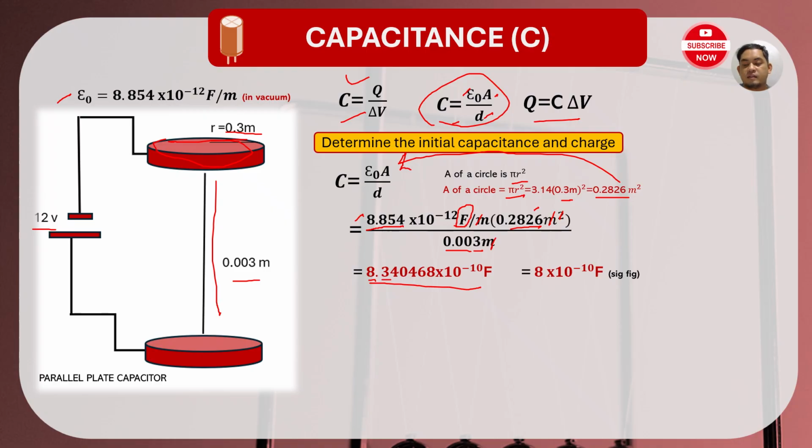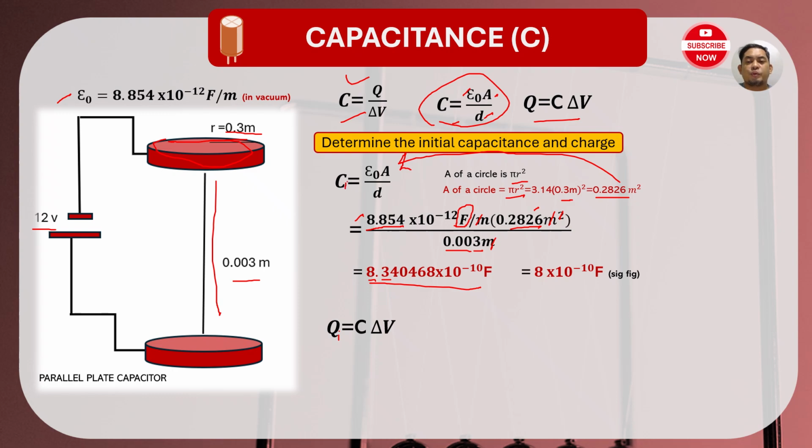3 is the number next to it. So 8 times 10 raised to negative 10 farad, if we follow the sig fig. Now we want to know about the initial charge. We put I here to represent the initial capacitance and initial charge.